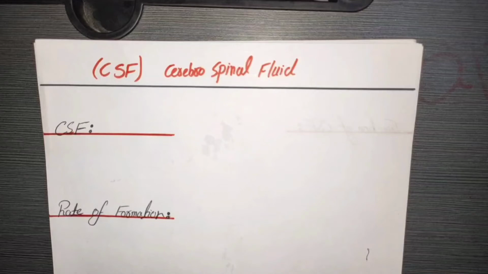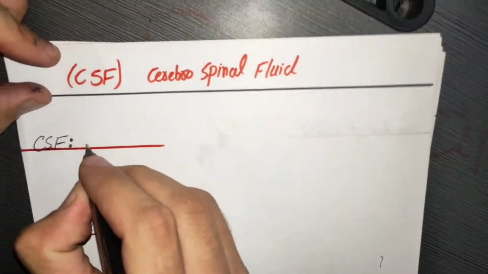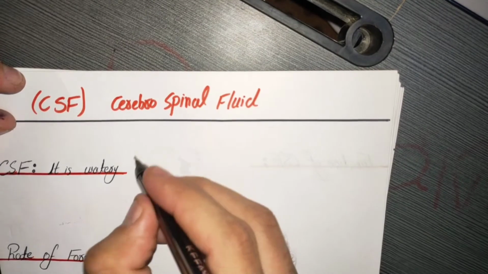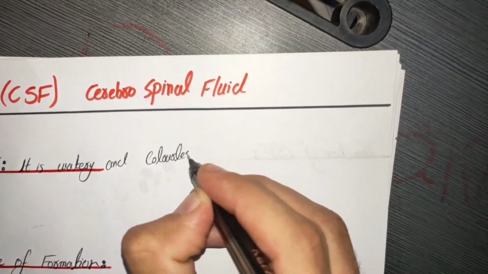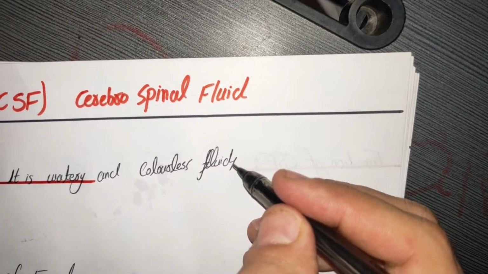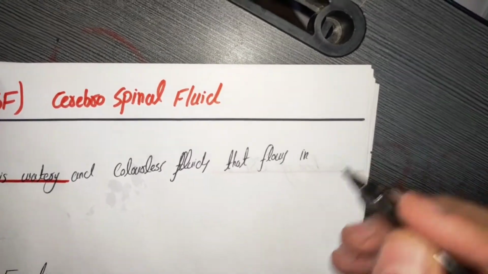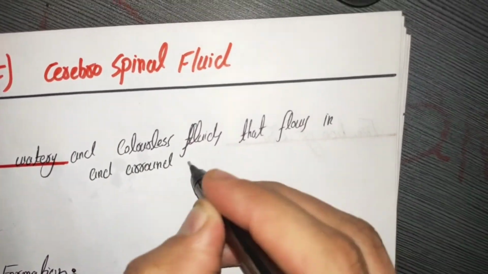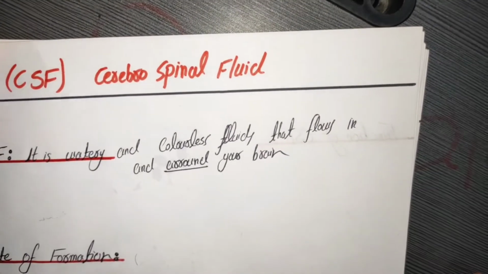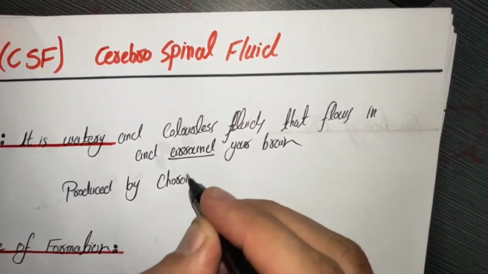Hello everybody, in this video we are going to talk about CSF, or we can call it Cerebrospinal Fluid. What is CSF? Let's talk about it. CSF is a watery and colorless fluid that flows in and around your brain and spinal cord. CSF is flowing around our brains and spinal cord.